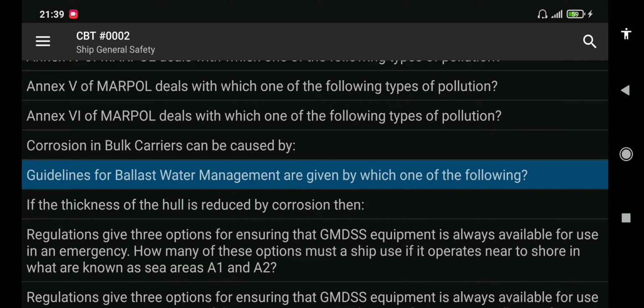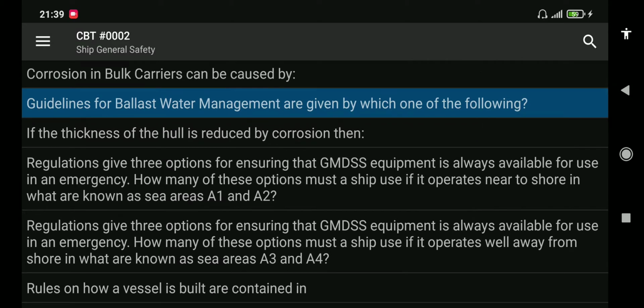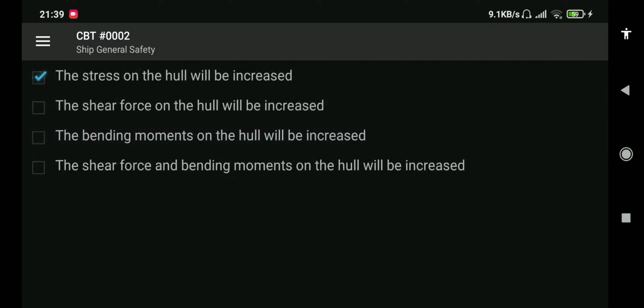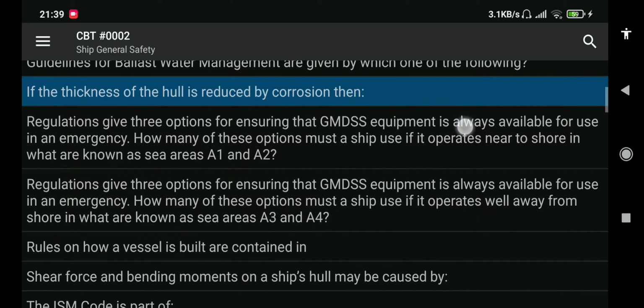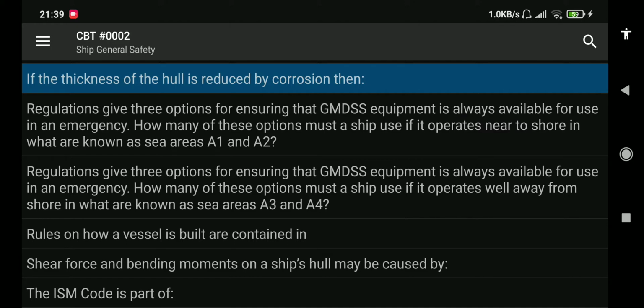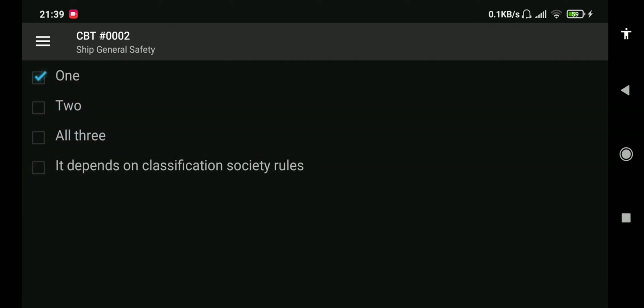That's the answer. Next, if the thickness of the hull is reduced by corrosion, then what will happen? The stress on the hull will be increased. That's the answer. Next, regulations give three options for ensuring that GMDSS equipment is always available for use in an emergency. How many of these options must a ship use if it operates near to shore, in what are known as sea areas A1 and A2? So the answer is 1.